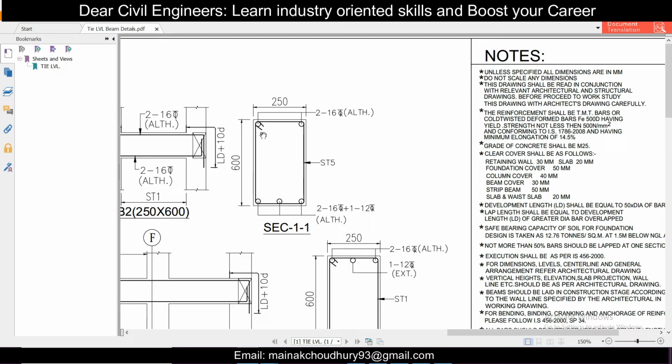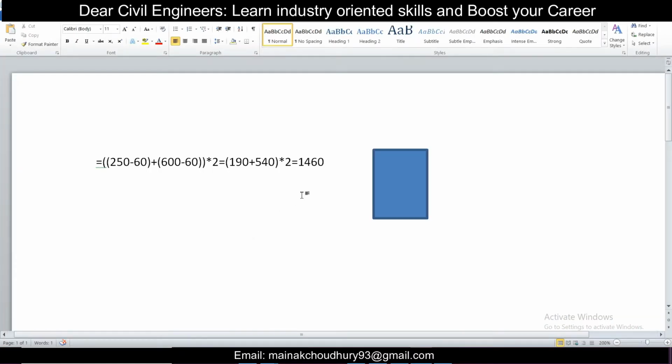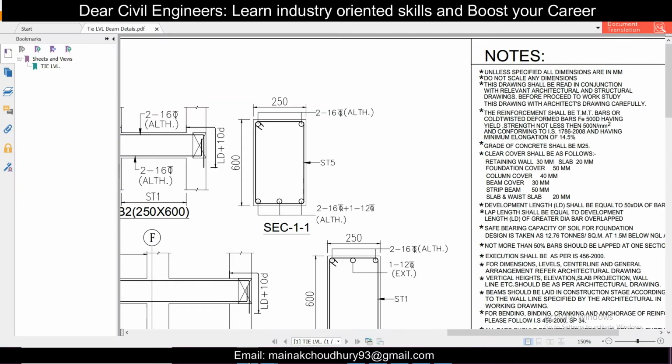Since there are two hooks, the hook length here will be 75 plus 75, that is 0.15. So I'll just do it: 0.075 into 2 is equal to 0.15. So this is the hook length of this particular stirrup, and now we have got the deductions.